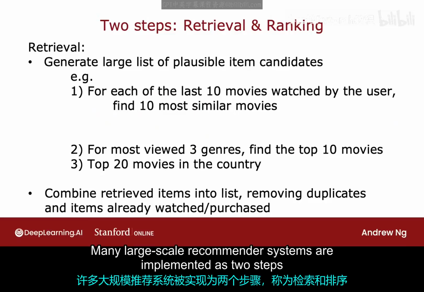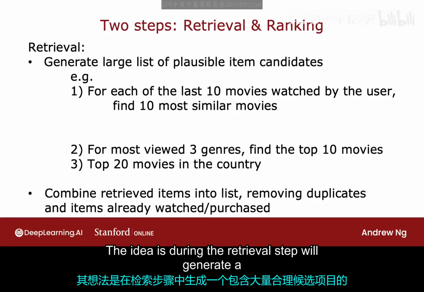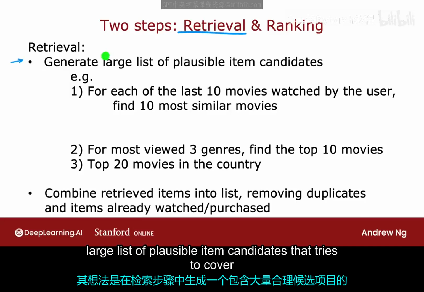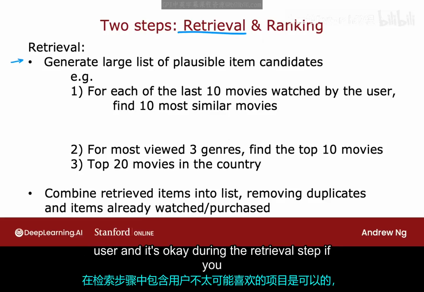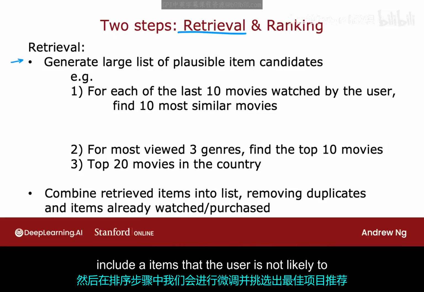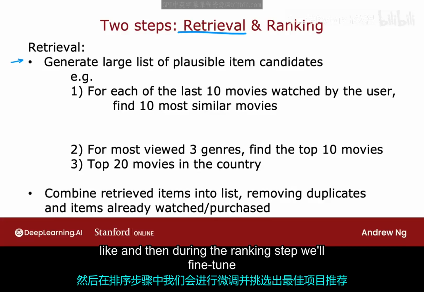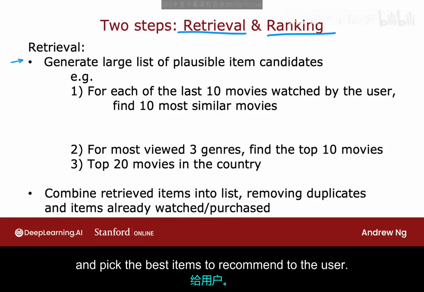Many large-scale recommender systems are implemented as two steps, which are called the retrieval and the ranking steps. The idea is, during the retrieval step, we'll generate a large list of plausible item candidates that tries to cover a lot of possible things you might recommend to the user. And it's okay during the retrieval step if you include a lot of items that the user is not likely to like. And then during the ranking step, we'll fine-tune and pick the best items to recommend to the user.